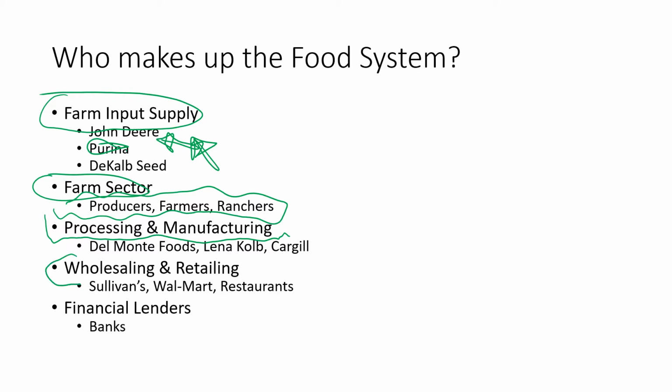And then we have the grocery stores themselves. Okay, Walmart, Sullivan's, and we have restaurants that sell this food as well. So that's a whole other sector of the food system. And then also backing all of these various businesses within the food system are banks and financial lenders that help to do the accounting and do the lending and really run the back end financial aspect of all of this. So those are the companies that make up the food system. And actually under each of these, we could list hundreds and hundreds of companies that are a part of this food system.